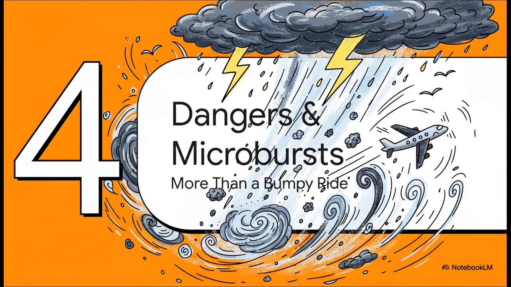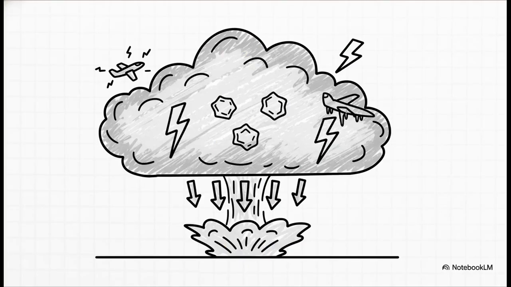Okay, this is where we get into the really serious stuff. Let's talk about the specific dangers pilots are trained to recognize and, more importantly, avoid at all costs. This is way, way more than just a bumpy ride. I mean, just look at this menu of hazards. You've got turbulence so severe it can literally overstress an airplane, hail the size of golf balls, and severe icing that can form in seconds. But one of the most insidious, sneaky, and downright deadly threats, especially when you're close to the ground, is a powerful downdraft called a microburst.